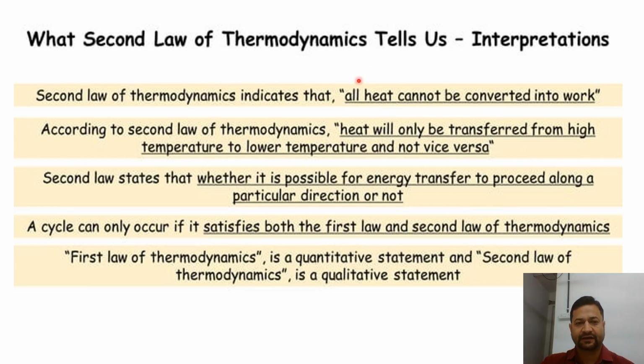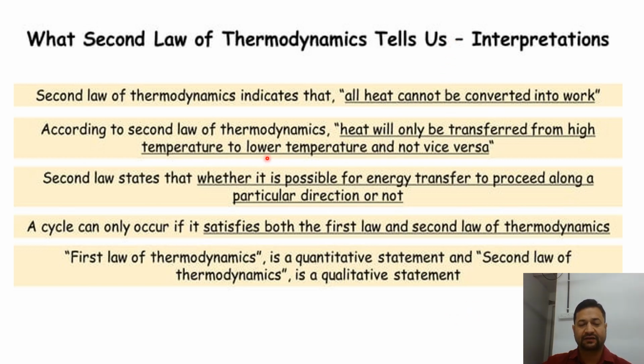So these are the interpretations that you will finally get after this lecture: the second law indicates that all heat cannot be converted into work. Some heat will be rejected to the surroundings. Is it clear? According to the second law, heat will only transfer from high temperature to low temperature and not vice versa. So naturally, you know that heat always flows from high temperature to low temperature. Water always flows from high head to low head, and not the inverse, in nature. Naturally, means without any external effect, the direction will always be from high head to low head, or high temperature to low temperature.